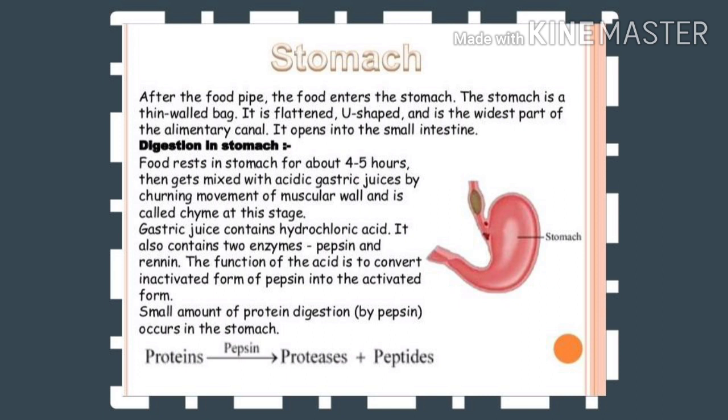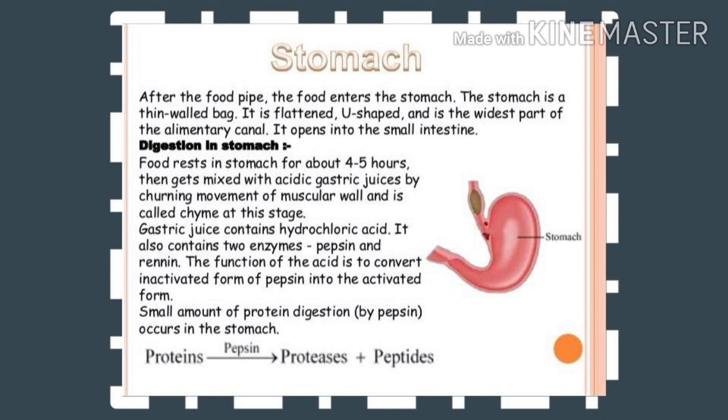After reaching the stomach, food rests in it for about 4 to 5 hours. And then there are some acidic gastric juices that the stomach produces to help the digestion of the food. So it gets mixed with these gastric juices. Gastric juices are juices secreted by your stomach itself to help digest the food. So let's see what all these gastric juices contain. What acids do these juices contain?